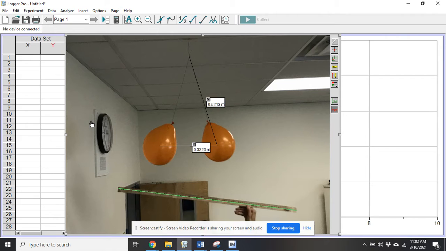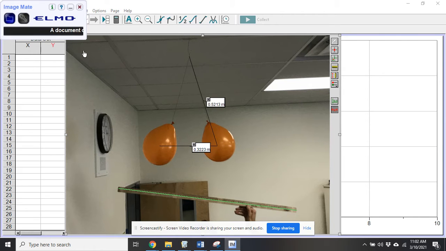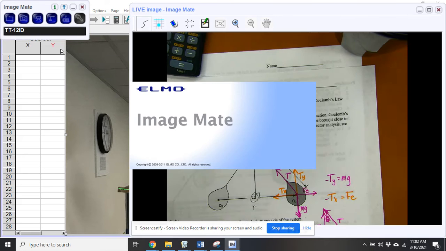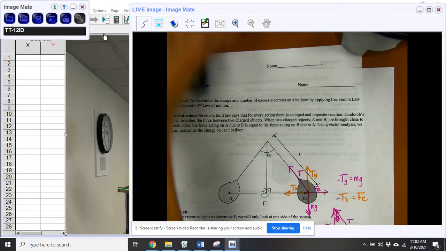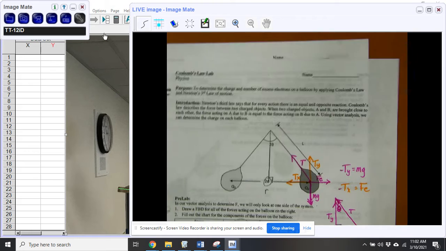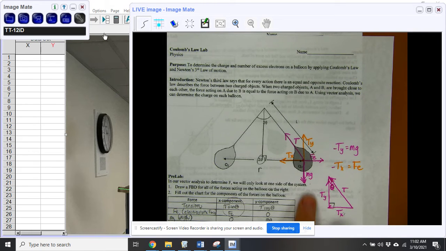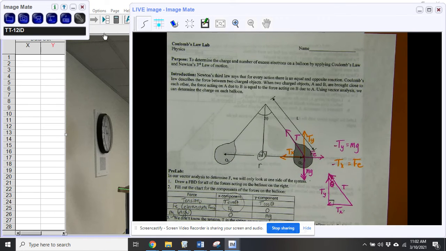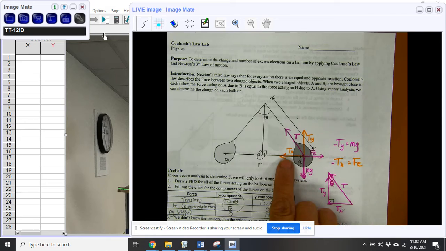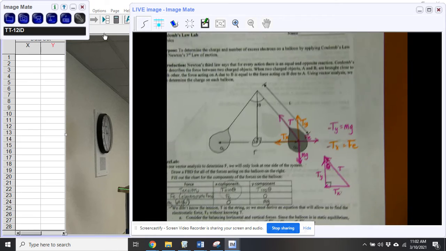Okay, so the front page of the lab. I'll go to my ImageMate. Oops, I have to take my USB out and put in my ImageMate. There it is. So here are the notes from the front page. The pink arrows show the three forces on this right-hand balloon: the electrostatic force, the weight, and the tension. The tension has two components, the Y and the X.